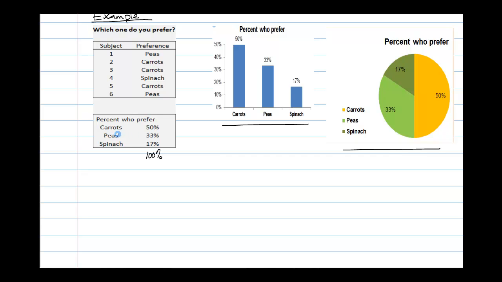So that is the reason we can display the results in either a bar graph or in a pie chart. Now if you notice, if I look at these percentages, they do sum to 100%, and because they sum to 100%, it makes sense to also create a pie chart.